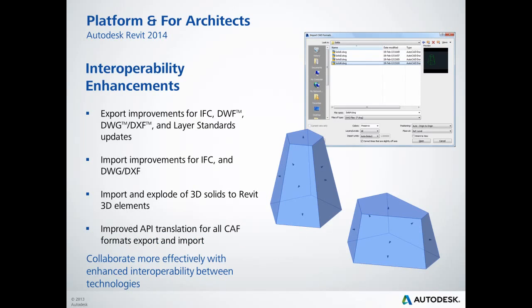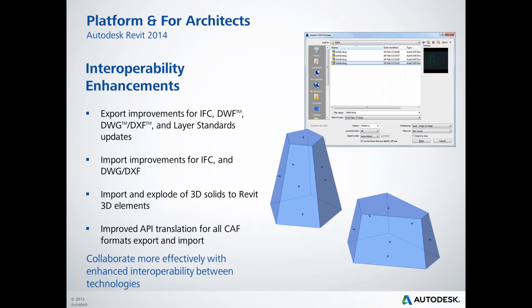In this release, the following layer standards for exporting DWG and DXF files have been updated to reflect the latest changes. They include the American Institute of Architects, ISO Standard 13567, the Singapore Standard 83, and the British Standard 1192. Also, you can find import improvements for IFC, DWG, and DXF. Textures, line patterns, line weights, and text are now included in 3D DWF exports.